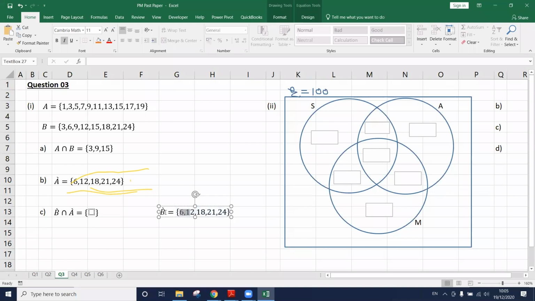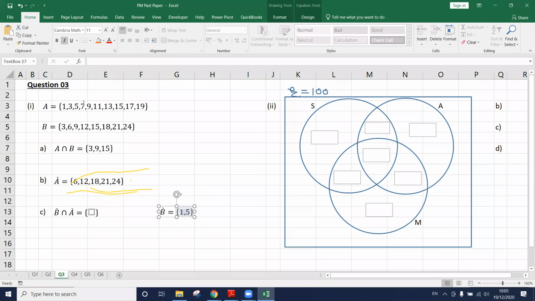But what are the elements of B dash? What are the elements in the set B dash? B dash means elements that do not belong to B. Right? Elements that do not belong to B. 1 does not belong to B. Right? We are comparing set A and B. 1 does not belong to B. 3 is in B. 5 is not in B. Right?